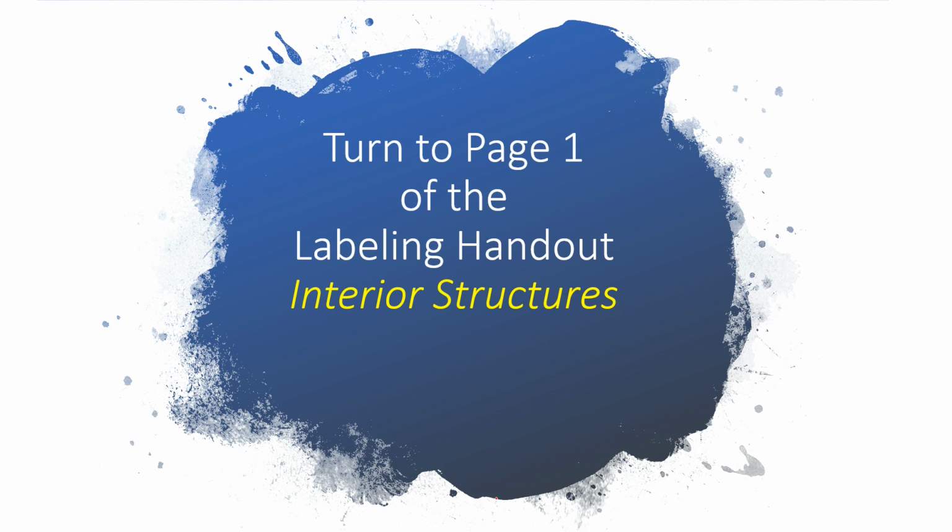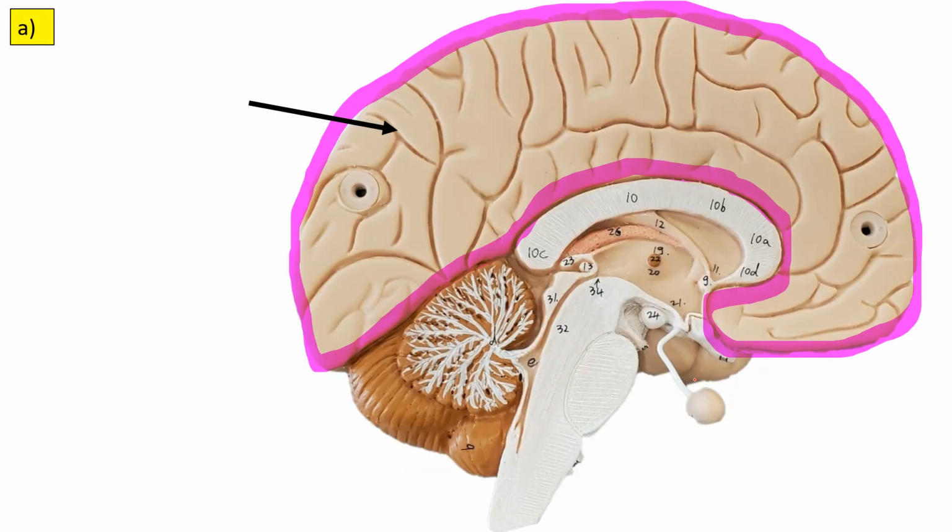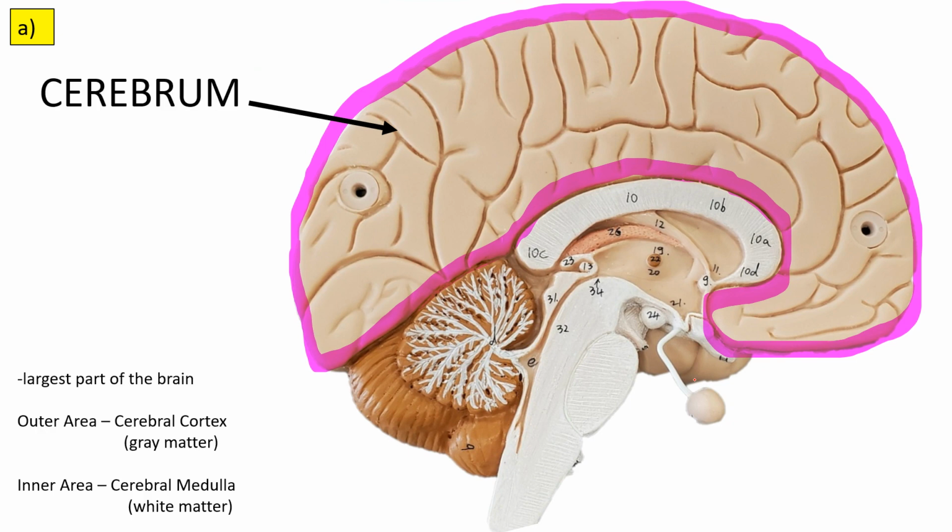As you go into your labeling handouts, it's not necessarily page 1, but go to the next page. We're going to take a look at the interior structures of the brain. So letter A right here, looking at the labeling handout, this is the cerebrum. Notice I've got it all outlined in pink. That entire structure is cerebrum. It is the largest part of the brain.